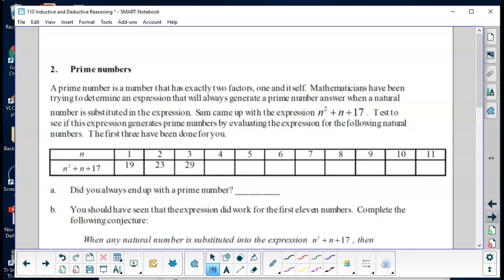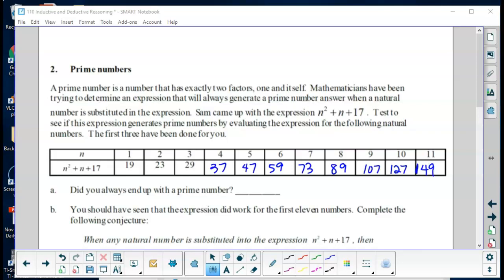Sam came up with the expression n squared plus n plus 17. Test to see if this expression generates prime numbers by evaluating the expression for the following natural numbers. The first 3 have been done for you. So pause the video and do that. Find the value when n is 4, 5, all the way up to 11.